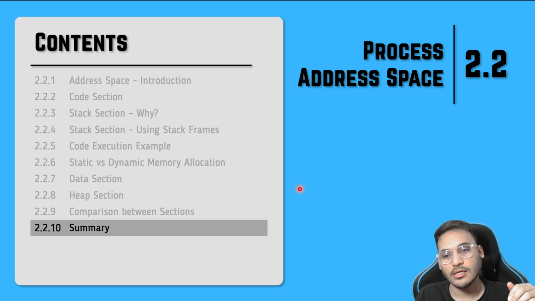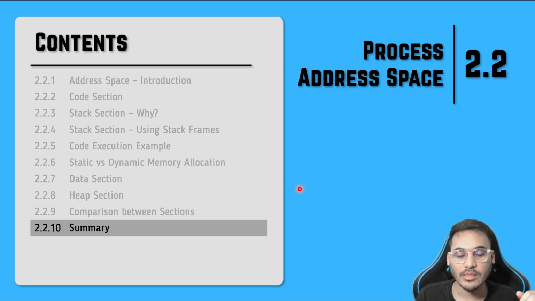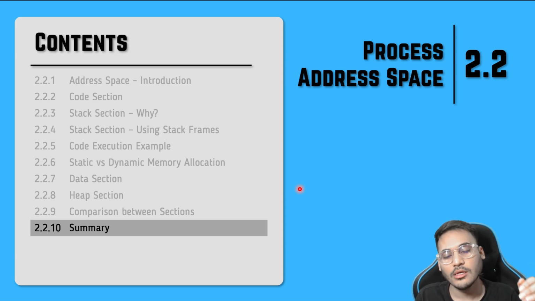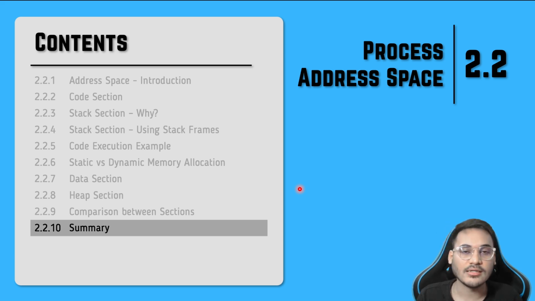Basically, in this topic, we understood what the process address space is and what the different sections in the address space are, right? Now in this summary video, I'm going to briefly go over all that we learned in the previous videos, take a brief look at what we have studied and covered, and summarize everything in this video. So let's get started without further ado.